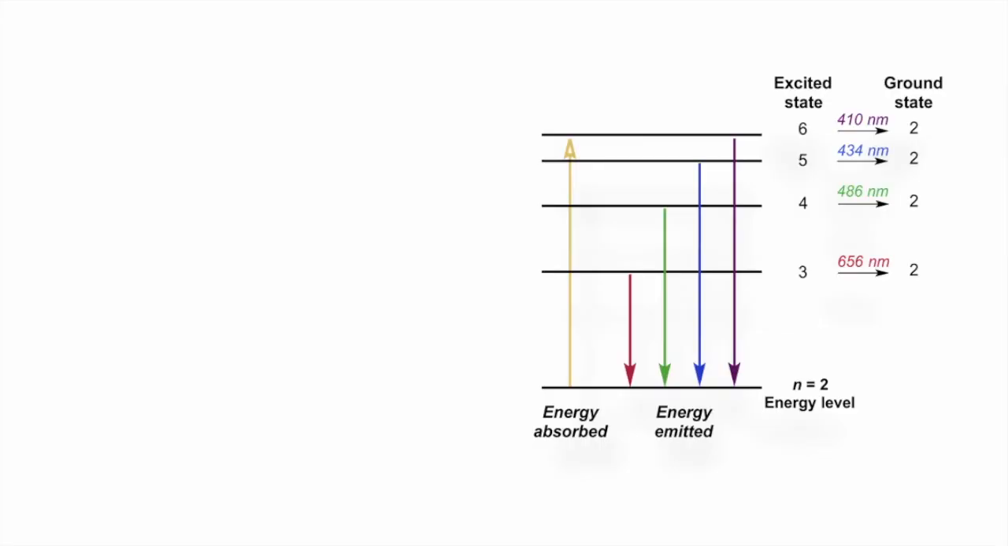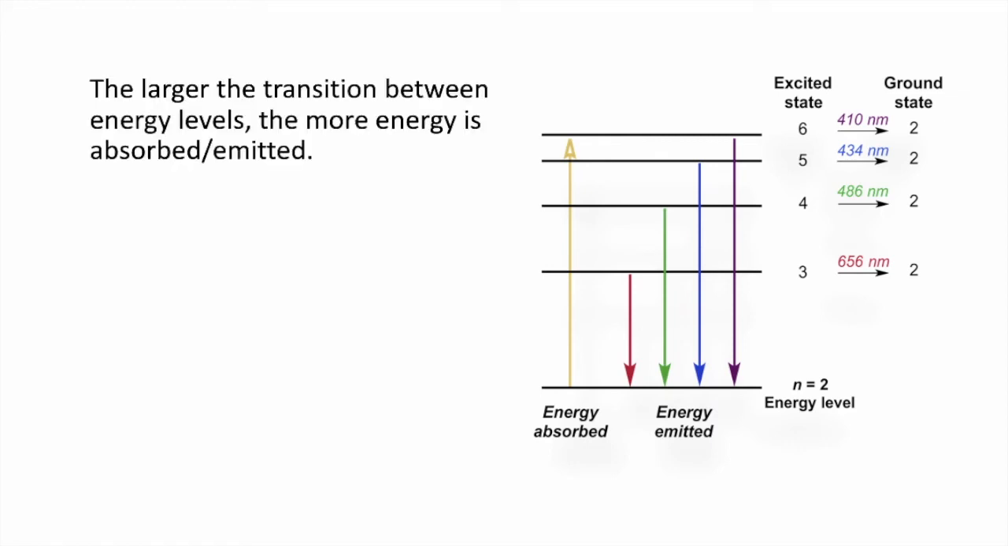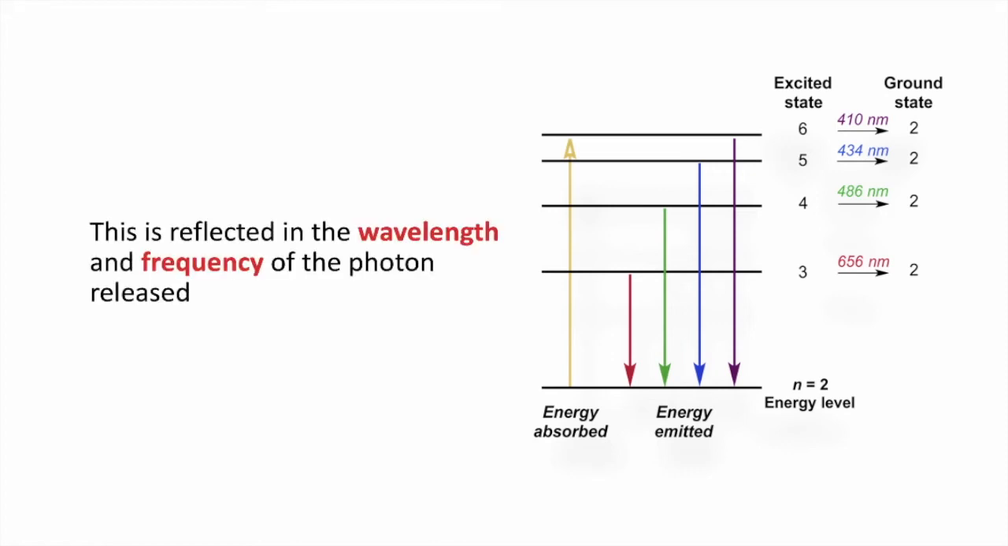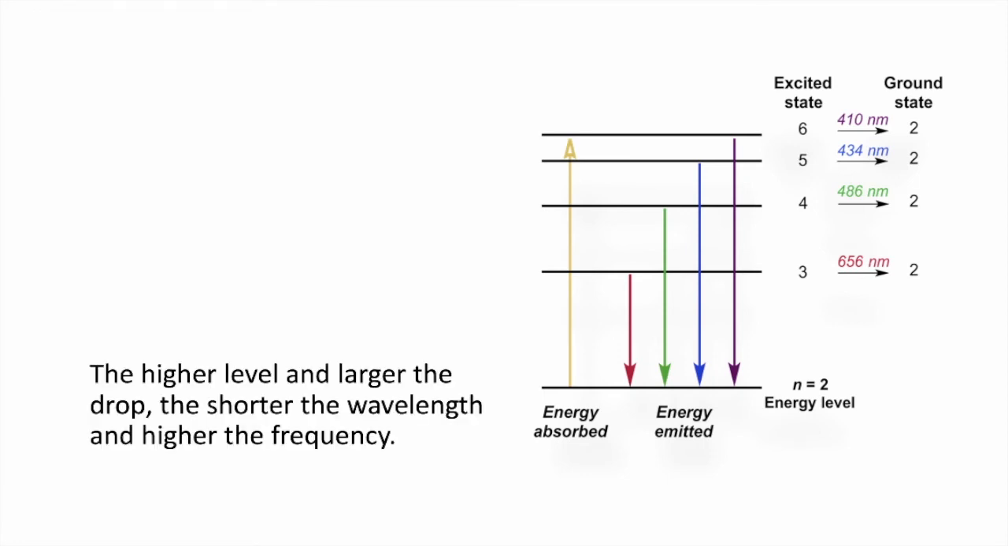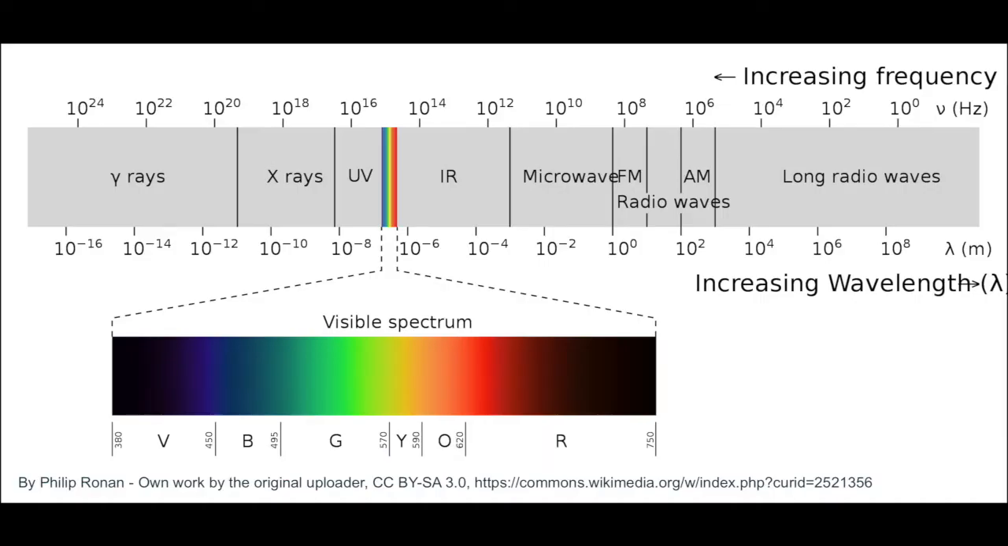This picture is a simple model of some of the different energy levels possible. The larger the transition between energy levels, the more energy is absorbed or emitted. And this is going to be reflected in the wavelength and frequency of the photon that's released. The higher the level and the larger the drop, the shorter the wavelength and the higher the frequency. When we're talking about the visible spectrum, higher energy light will be in the blue, purple, ultraviolet range, and lower energy light will be more in the red range or in the infrared range.